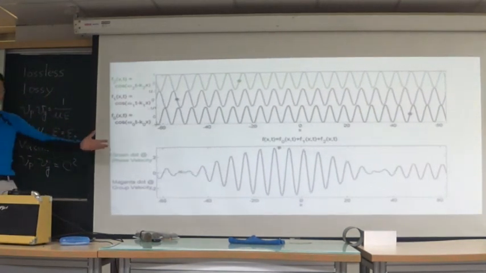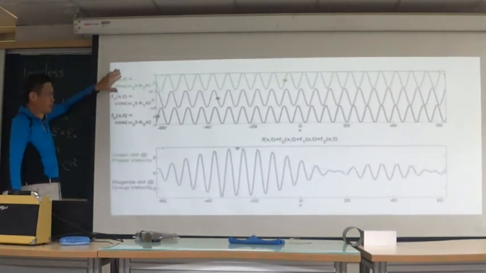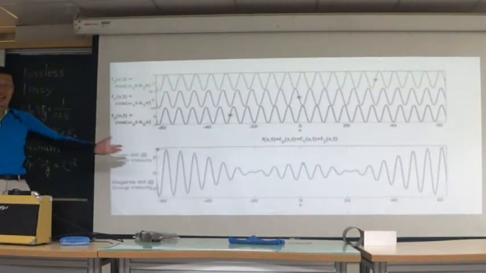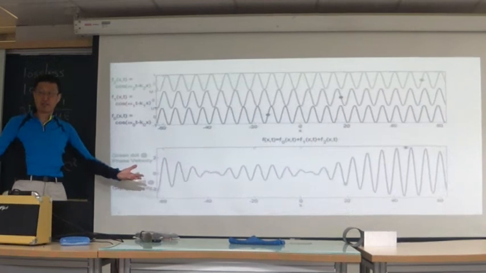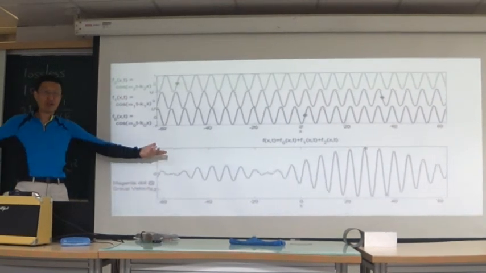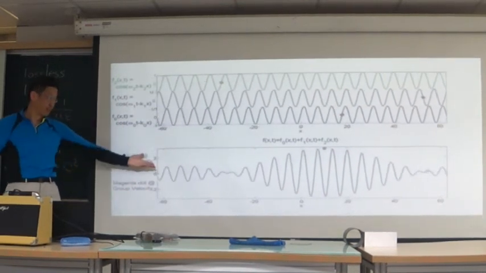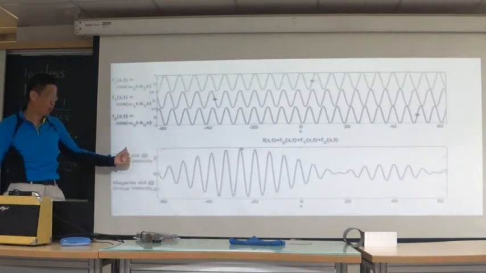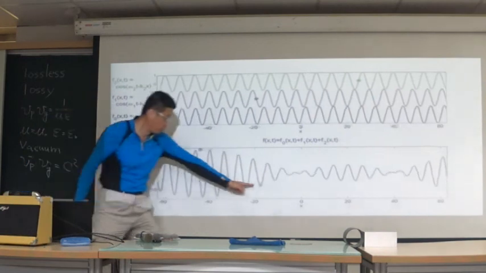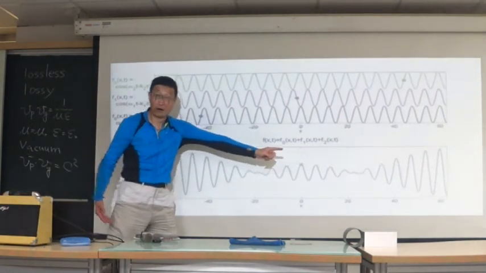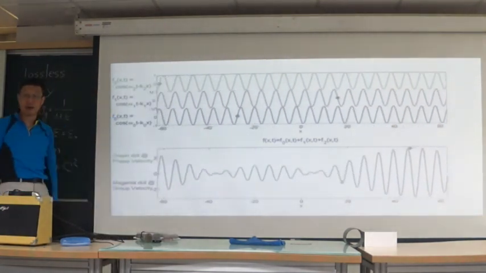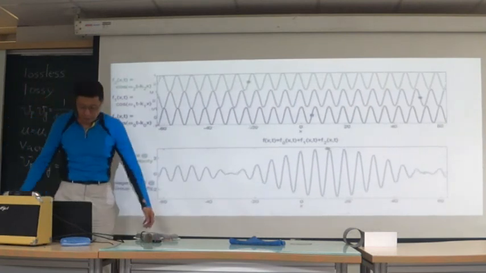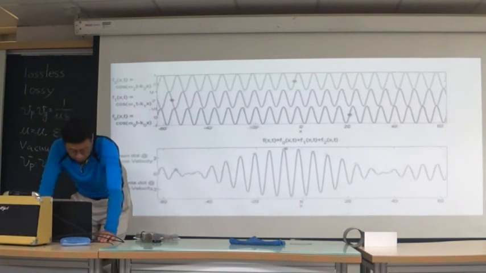So you can simply use three waves to generate any kind of condition: faster than the speed of light, slower than the speed of light, negative velocity, just like this case. Group velocity propagating backward, phase velocity forward. Okay, that's for a simple demonstration.